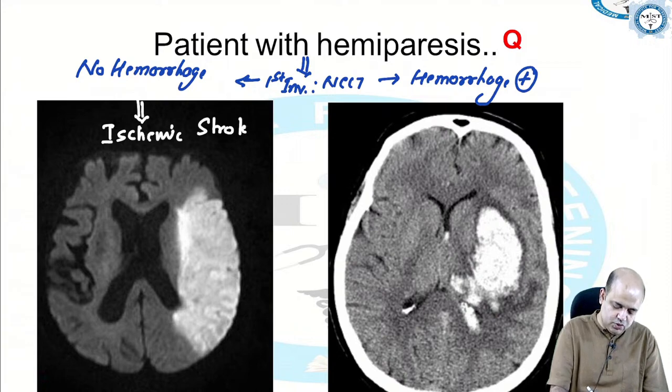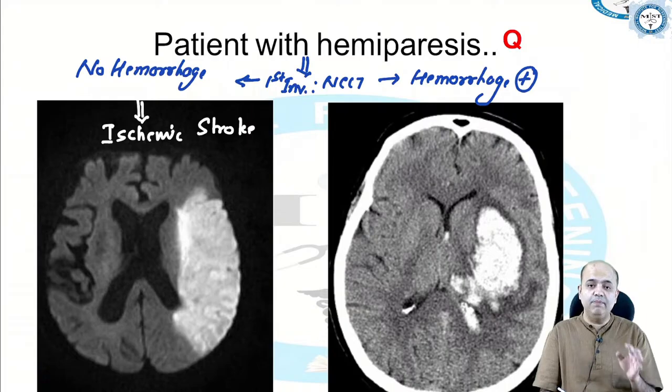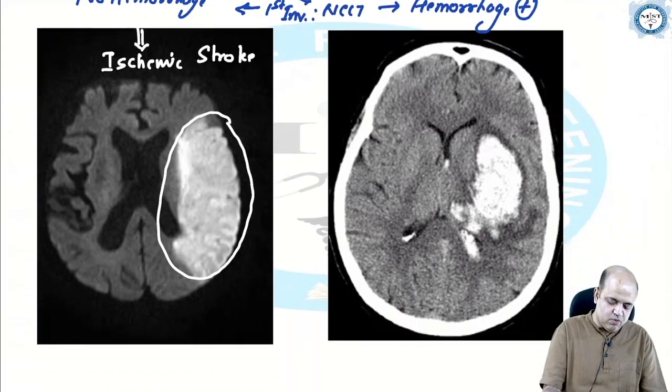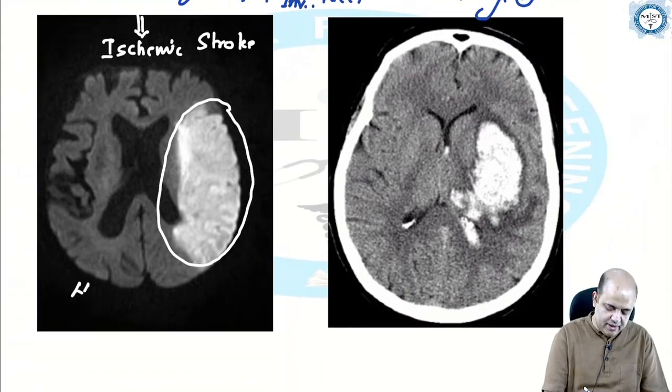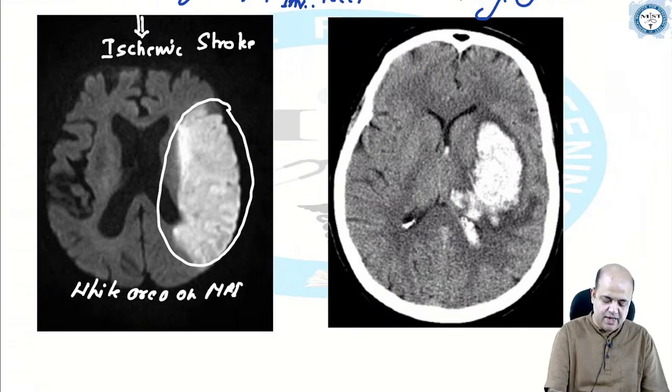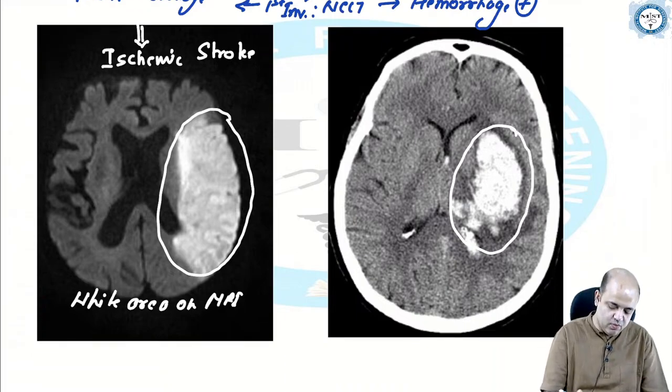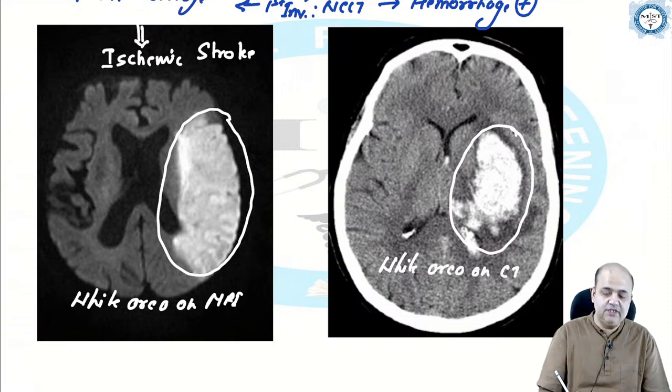Ischemic stroke will appear as a white area on the MRI. Hemorrhagic stroke appears as a white area on the CT scan.